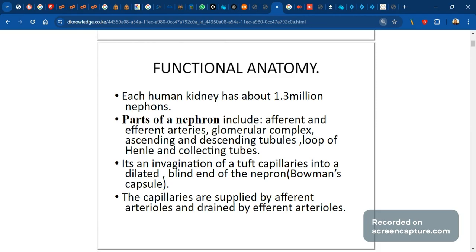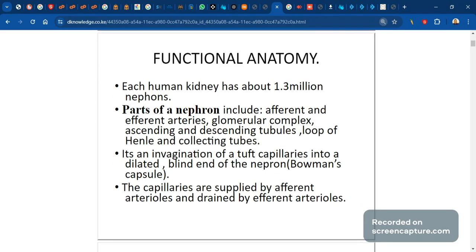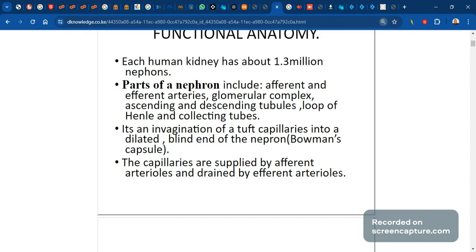The parts of the nephron include the afferent and the efferent arterioles. Those are the ones which get the blood from the renal artery and break it into arterioles and capillaries, which now bathe the nephrons. They take the blood which is supposed to be filtered into the nephron. So once the blood is inside the glomerular complex, the ascending and descending tubules will do the filtration, the loop of Henle, and then the collecting tubes will collect the urine. I'm sure that the physiological function of all these nephron parts, you are well acquainted with, because if you're not, then you should go and check on that.